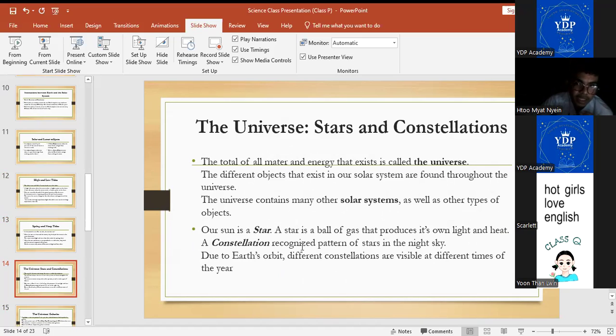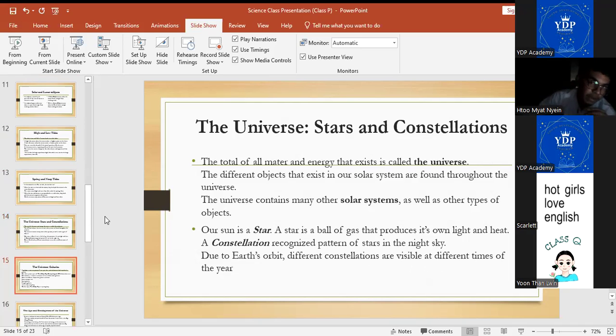A constellation is a recognized pattern of stars in the night sky. Due to Earth's orbit, different constellations are visible at different times of the year.